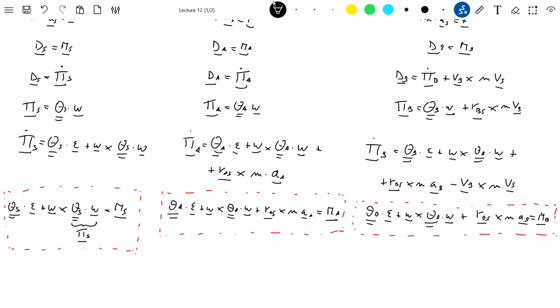You just have to pay attention to one thing: here we have theta s times omega, which is pi s. Here we have theta a times omega, which is also pi a.